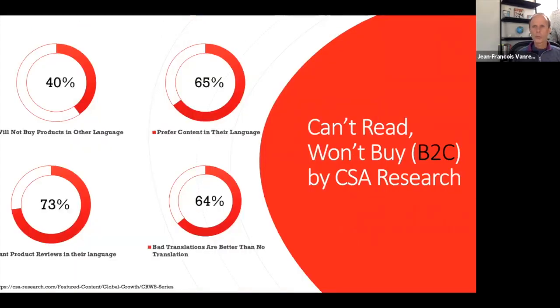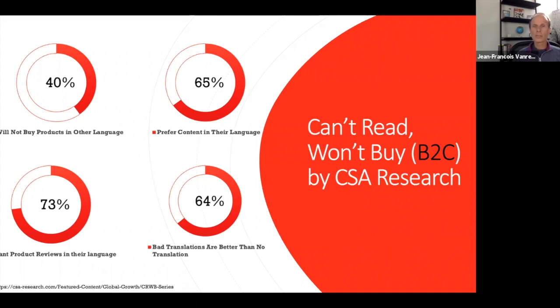I often work with a research firm called CSA, Common Sense Advisory Research. They've done some research with B2C and B2B. Basically, they interviewed consumers, and then also companies, to understand how important localization was in the decision to buy a product. As you can see on this chart, 40% of consumers will not buy a product if it's not available in their language. They're not ready to buy it if it's not available in their own language.